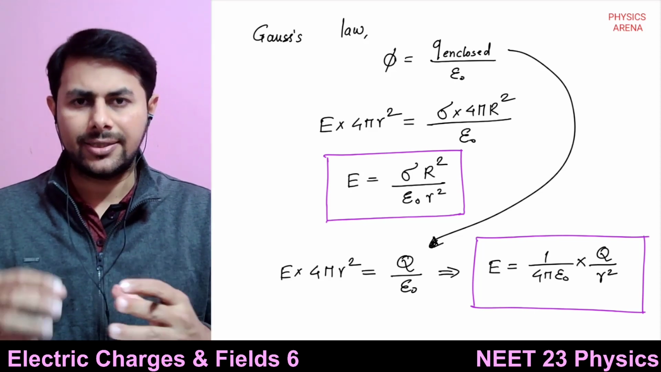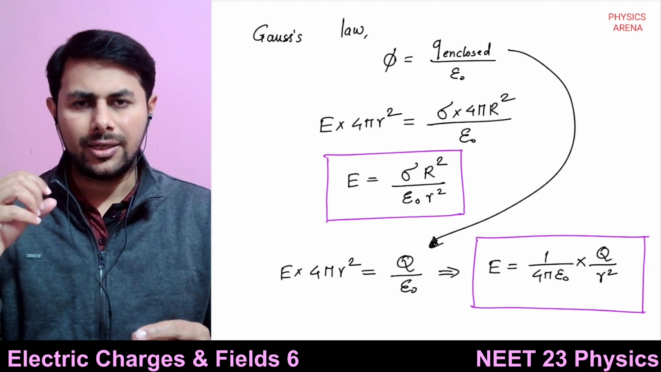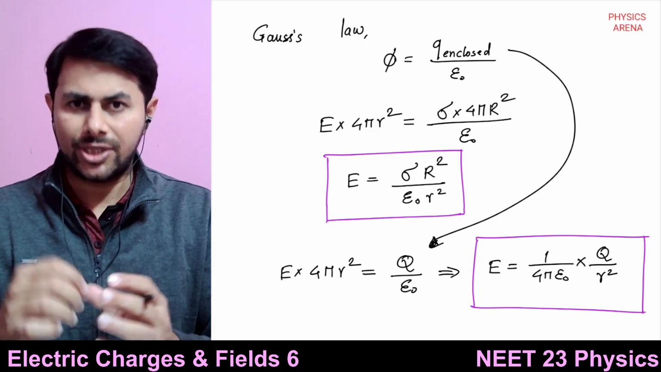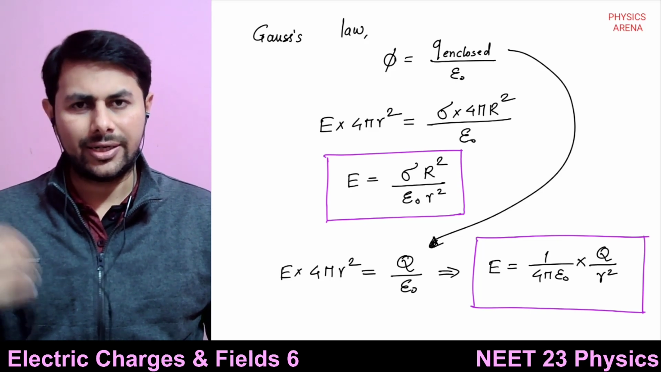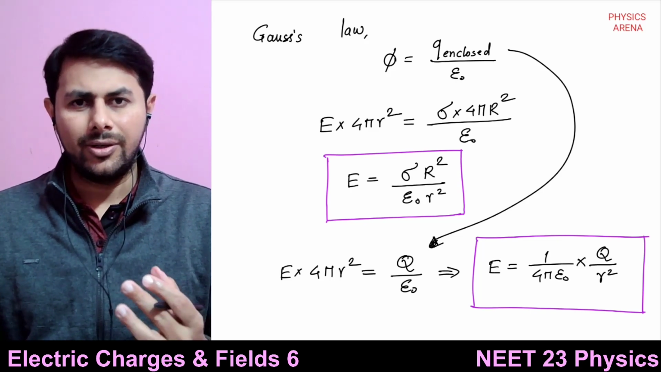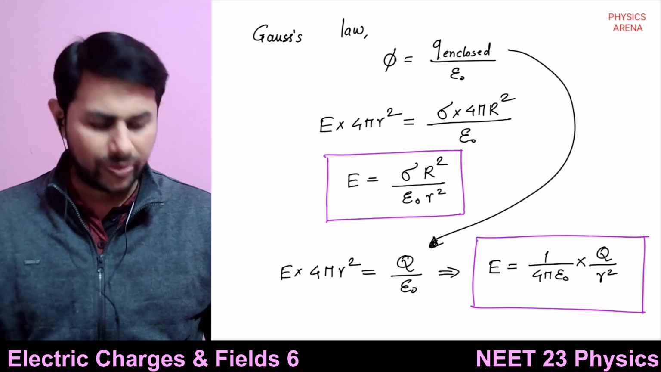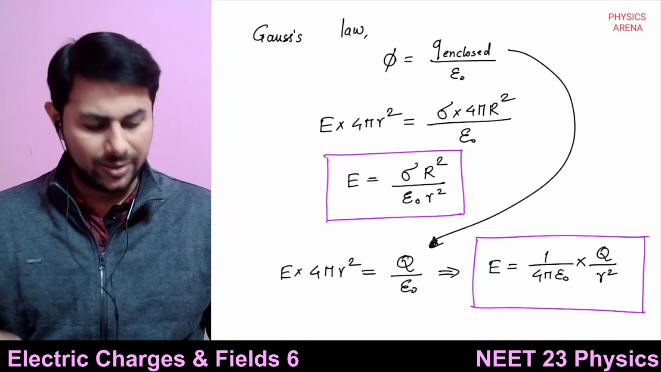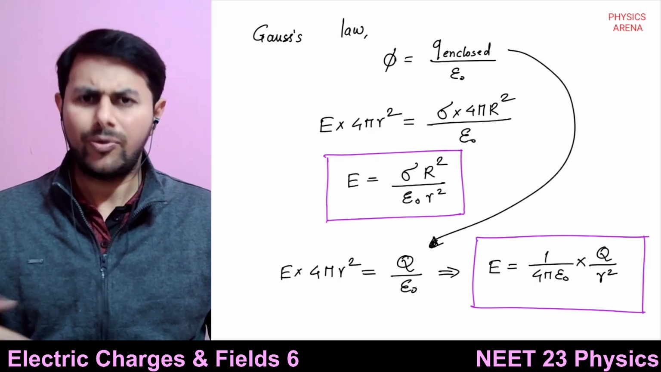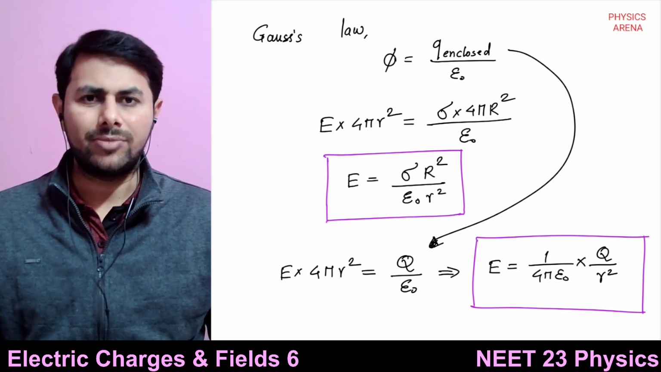spherical shell, it acts as if there is a charge equal to the charge on the shell kept at the center of the spherical shell, right? So the electric field is just the electric field of a point charge, 1 upon 4 pi epsilon naught multiplied by Q upon r square. What is r? The distance of point P from the center of the shell.